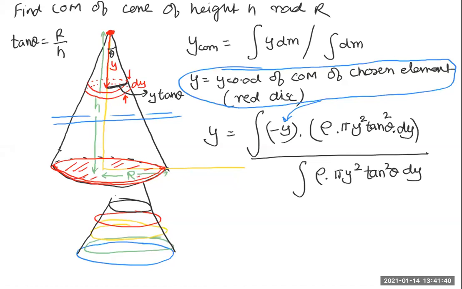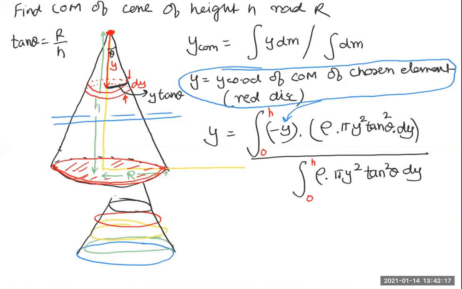So what is the value of y for the point located at the apex, and what is the value of y for the red disk located at the bottom of the cone? Well, y is the distance from the apex, so anything at the apex must have a y value of 0, and the bottommost disk is at a distance of h from the apex, so you can either use minus h or h, it does not matter.